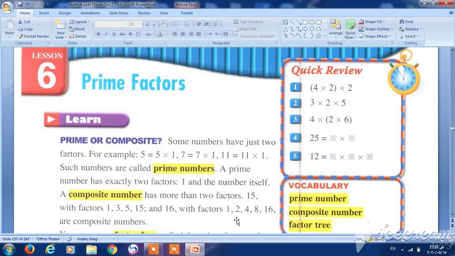Everyone, welcome back. Today I will explain prime factors. Please, dear students, open page 128. Let's compare prime numbers and composite numbers.